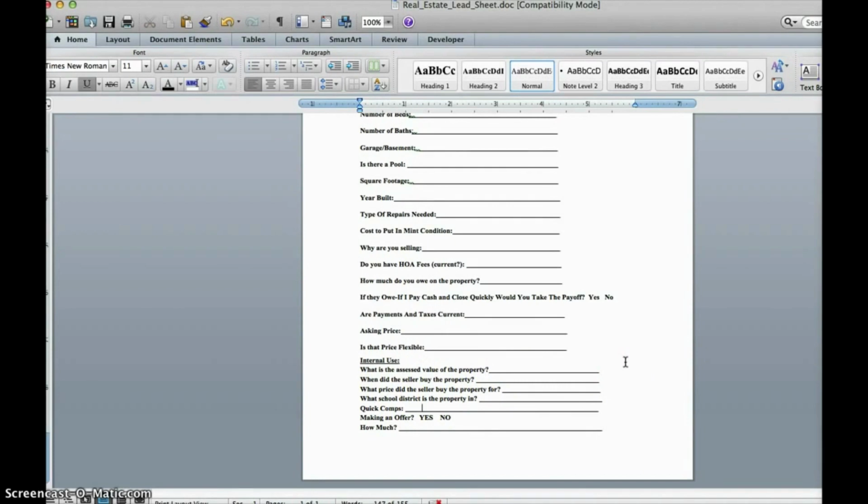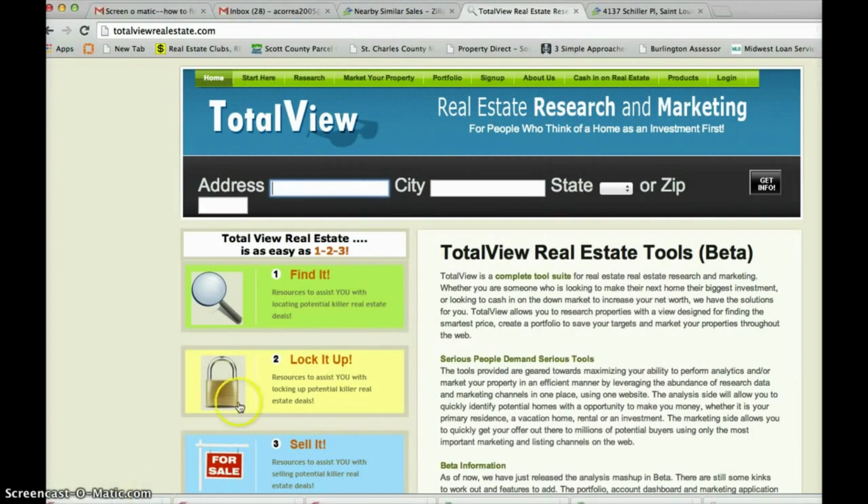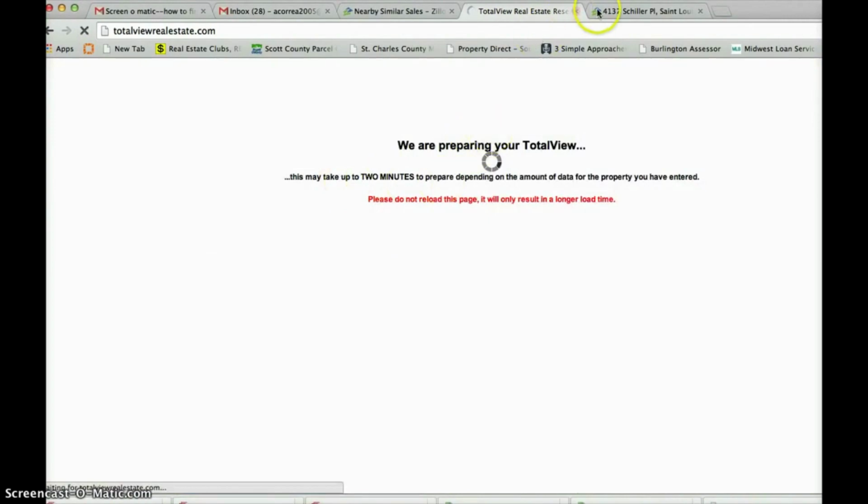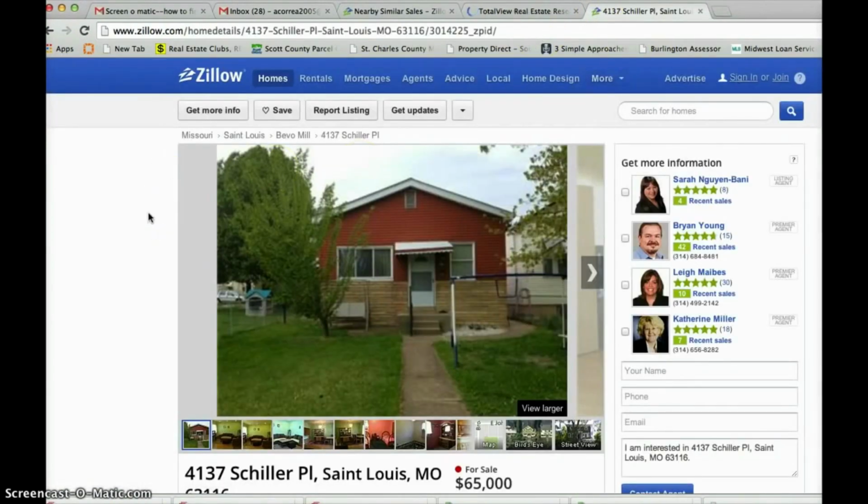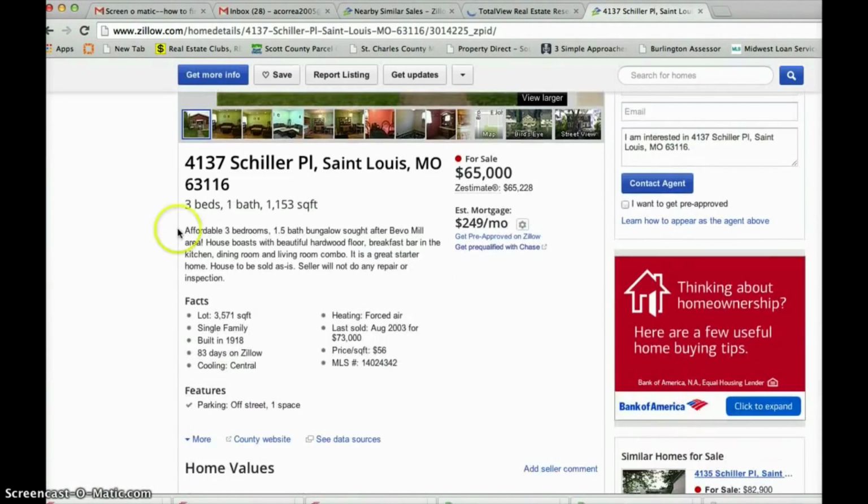There's also RealQuest. There's quite a few sites that you can use just to get a quick estimate on what the property's worth. And so to find the assessed value, you can find this all on the tax website. But you can also look under the Total View Real Estate and Zillow. Usually it'll have, let's pull this up. I already have it pulled up over here. So if you scroll down, here's all of this information, and it says last sold August 2003 for $73,000.